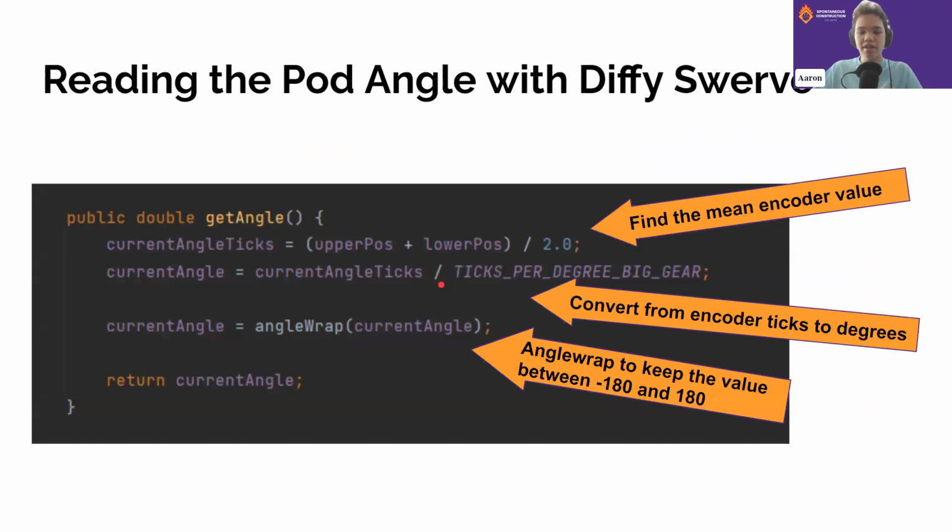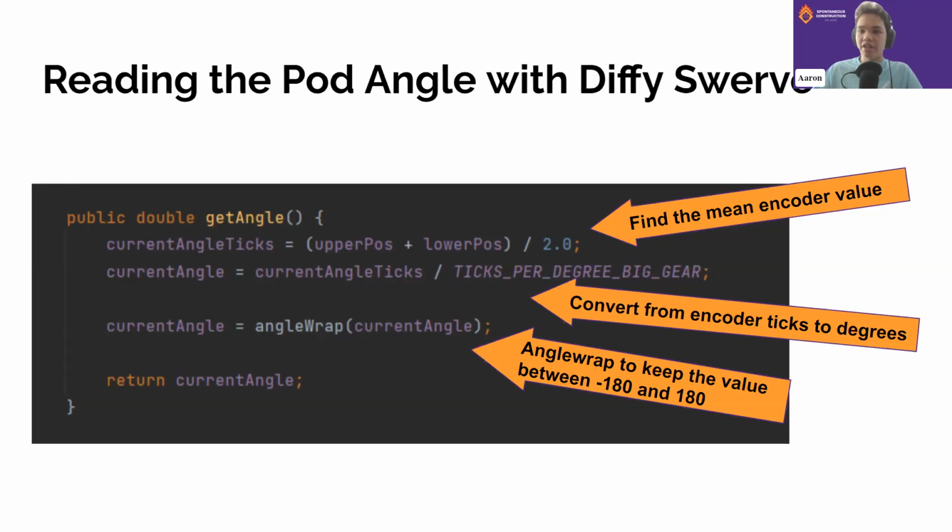Here's what the actual math looks like. Basically, with this first part, we solve for the average. Since we only have 2 motors, we divide by 2. So add them together, divide by 2, get the average. And then we divide it by ticks per degree of the full pod to convert it from a value of ticks from the motor to an actual degree value.